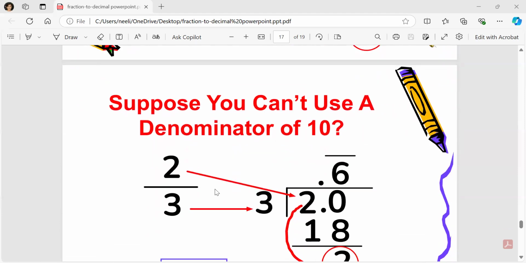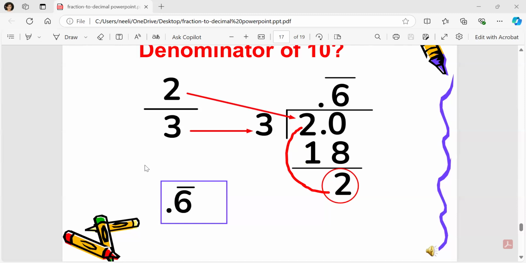Suppose the denominator can't be made 10. Again, one more example. 2 upon 3, we will divide 2 by 3. We have written 2 in the dividend place and 3 at the divisor place. Again, 2 is smaller than 3. So what we'll do, we'll put the decimal over here and we'll take 0 here. So we'll take two numbers at a time, 2, 0, 20. So 3 6s are 18. Again, we can see 2 is coming here. We'll take a 0 at a time. So again, this 6 will keep on repeating. That's why we have put a bar on this 6.